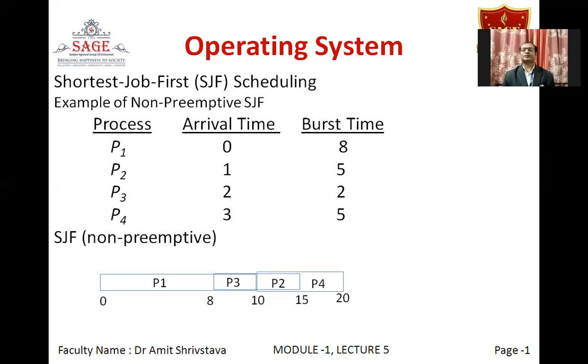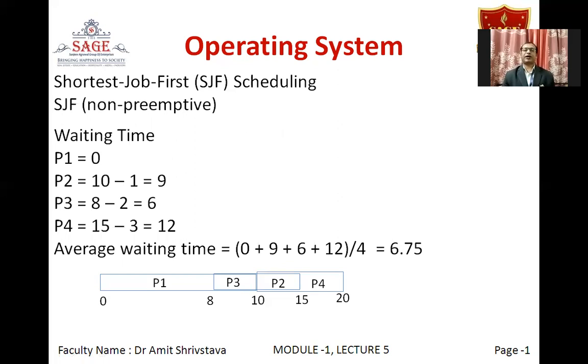Okay. Now let us calculate the waiting time for all the individual processes. So P1 has arrived after 0 unit time interval, and we have also given the CPU after 0 unit time interval. So its waiting time is 0 in the ready queue. Process P2 has arrived after 1 unit time interval, but we have allotted the CPU to process P2 after 10 units time interval. So 10 minus 1, that is 9, will be the waiting time for P2.